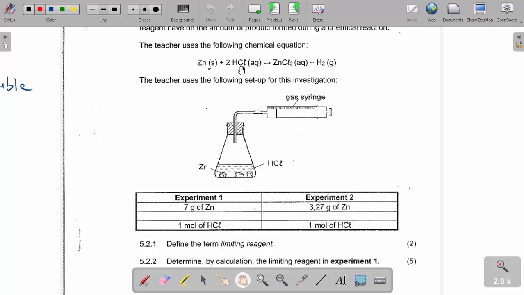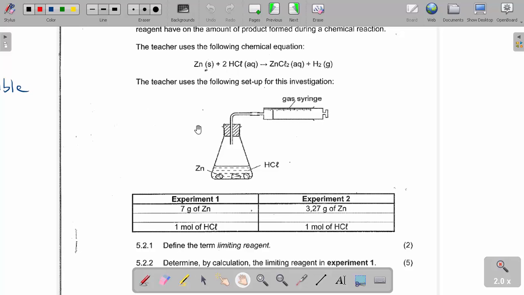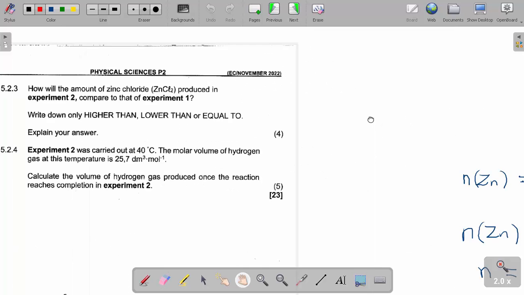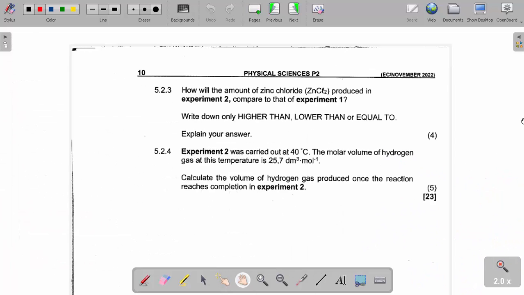The amount of HCl is going to be misleading because we don't have enough zinc. If you look at experiment 1, the zinc here is 7. What about here? It is 3. Because I'm reducing the zinc, which is limiting, I will have a low output of zinc chloride. So it will be lower than, because there is more zinc in experiment 1 than experiment 2, and zinc is my limiting reagent. So the answer is lower than. Hope we are together.